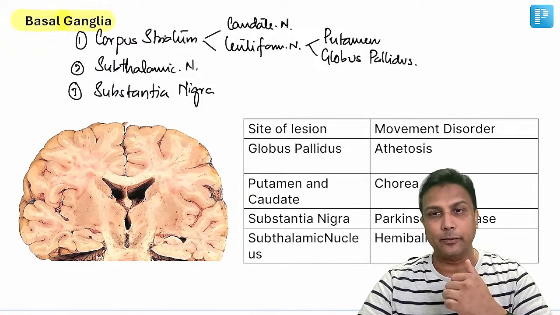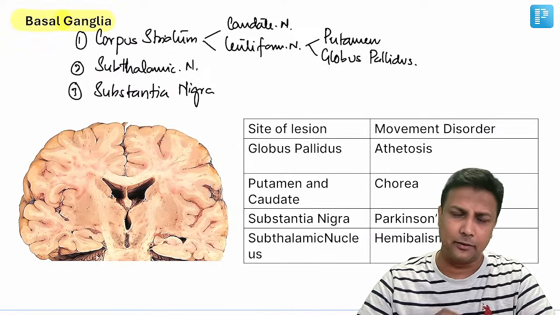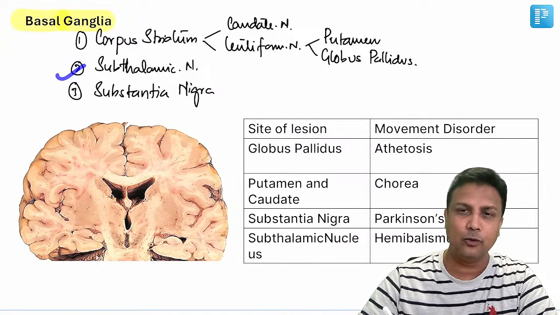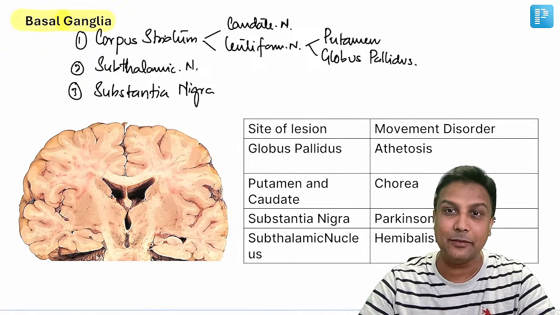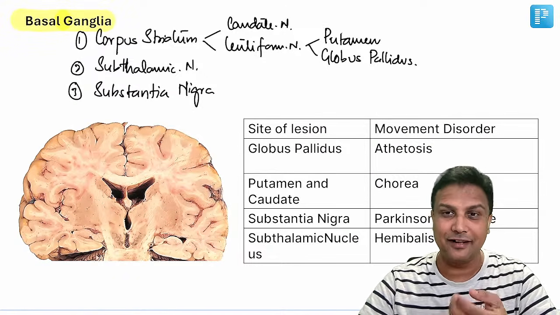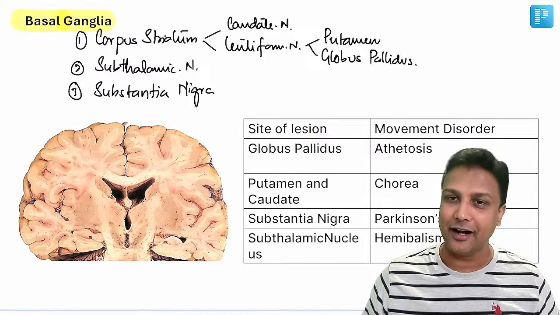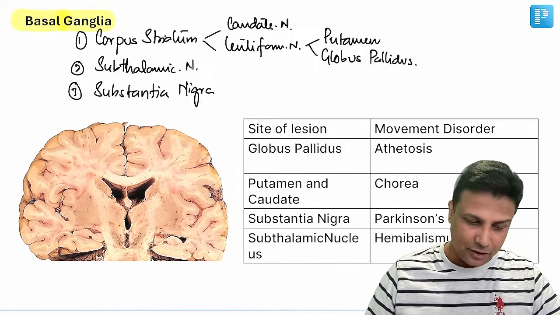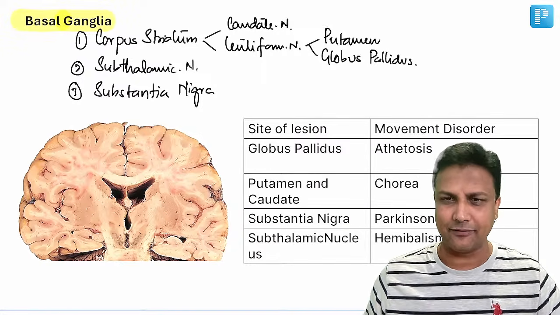Number one, corpus striatum, which is present in the telencephalon, in the cerebral hemisphere. Number two, subthalamic nucleus. From the name itself, we understand subthalamic is present below the thalamus. And where is the thalamus present? In the diencephalon. Therefore, the subthalamic nucleus is also found in the diencephalon. And then substantia nigra is present in the midbrain, that is nothing but mesencephalon.